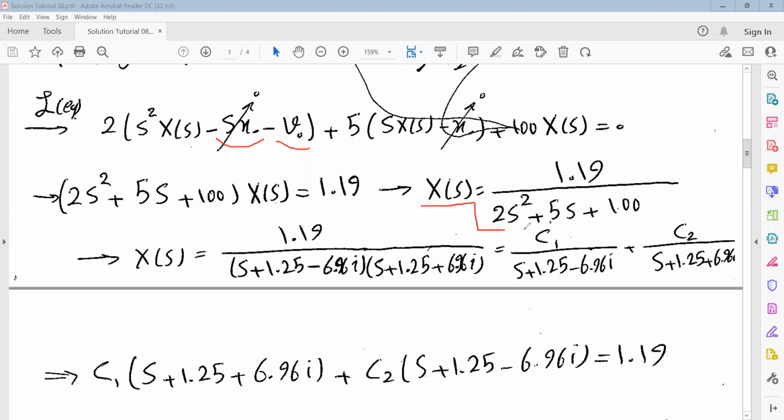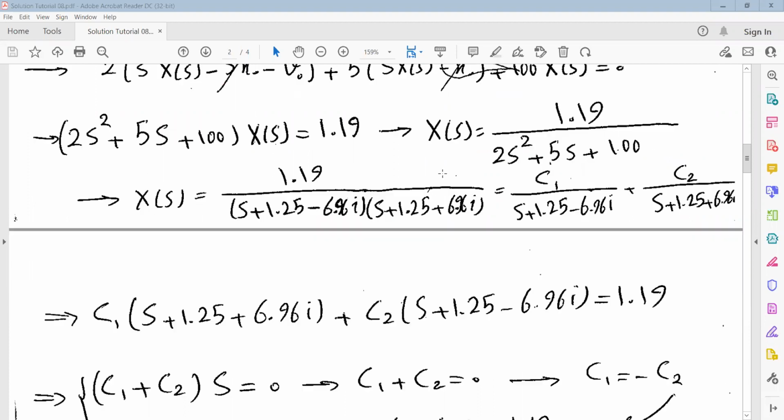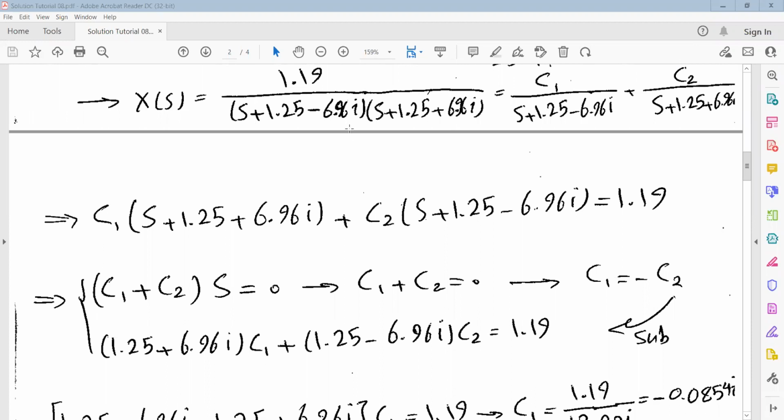As you see, the response X(s) in the Laplace domain is equal to this fraction. And now we need only to calculate the Laplace inverse transform for X(s) to find the response in the time domain. For this purpose, we should find the sub fractions C1 and C2, and the denominator will have 2 roots. As you can see, the roots of the denominator are complex conjugate numbers, 1.25 plus minus 6.96i. The imaginary part is 6.96, and the real part is 1.25.